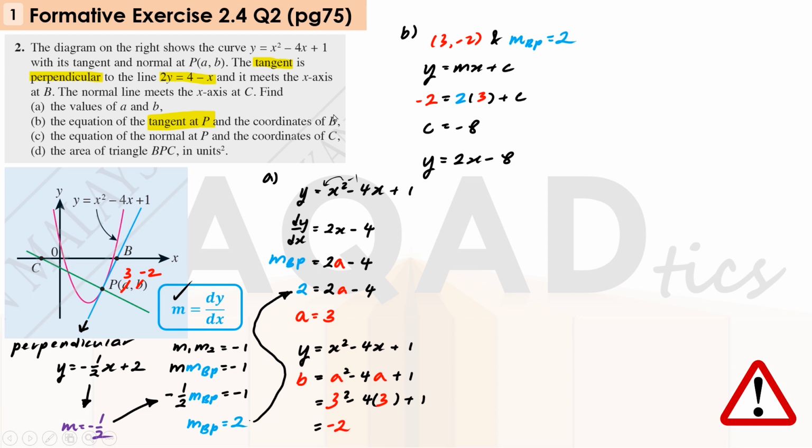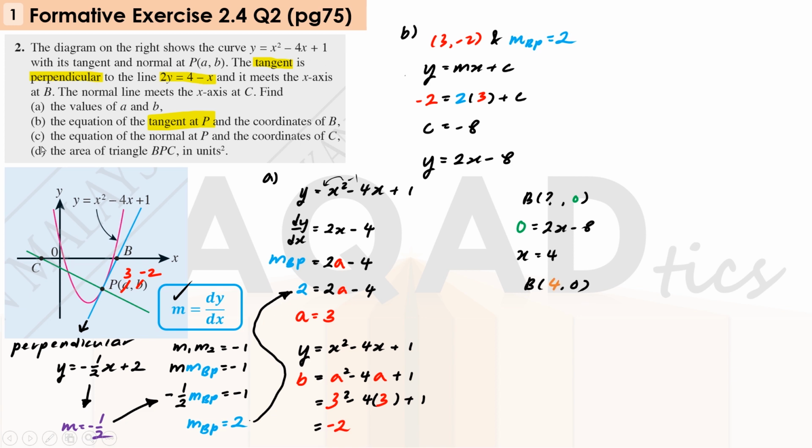Then to find the coordinates of B, you can see that B and C are both x-intercepts, which means the y-coordinate is 0. So using this equation, substitute y with 0, and you'll get your x-coordinate, which is 4. So B is (4, 0).